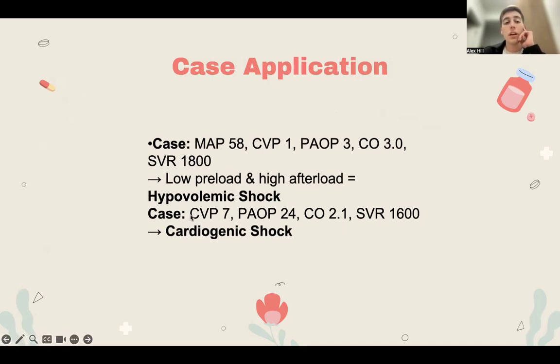Okay, another case study. So you have a CVP of 7, wedge pressure of 24, cardiac output of 2.1, and SVR of 1600. So cardiogenic shock. So here you're going to have the high CVP, high wedge, right? Because your heart is not pumping out the blood, so it's backing up into the system. It's backing up into that venous pressure. Your cardiac output is going to be on the lower side because it's not able to pump out as effectively. The most common cause is a heart attack.